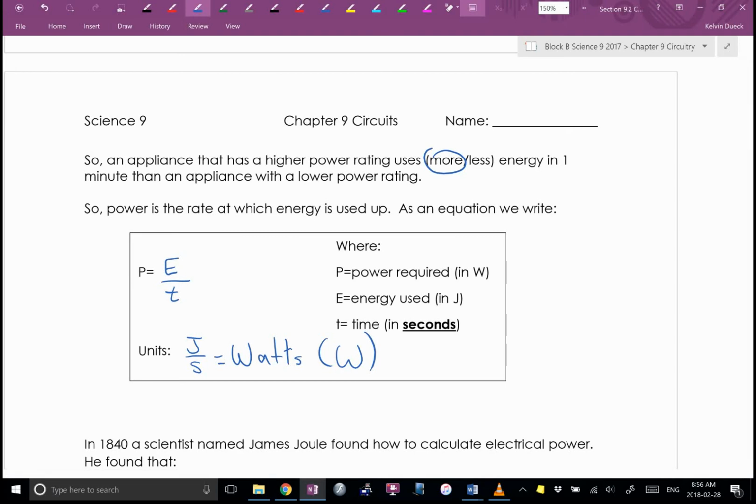In Physics 12, I always go on a little rant. To me, James Watt is really overrated and shouldn't have a unit named after him. He was a very good salesman. But that's a whole other Physics 12 rant. Take Physics 12 if you want the rest of it.